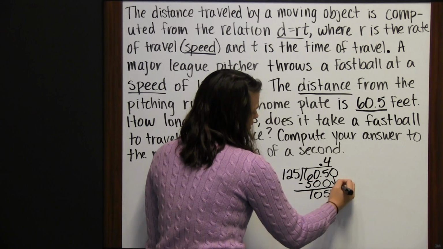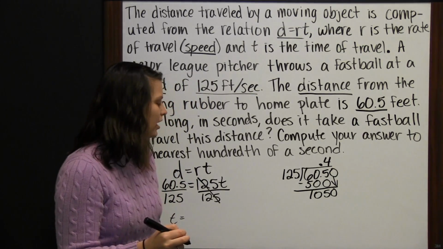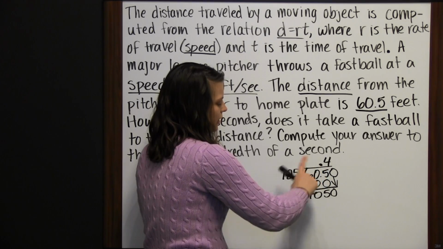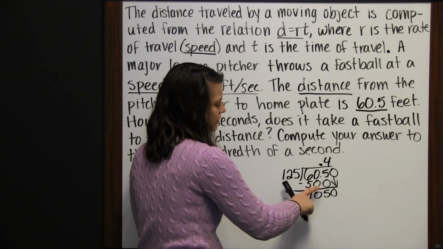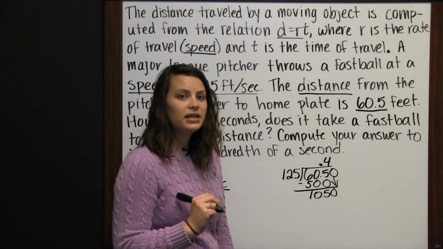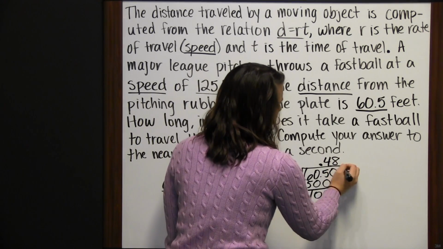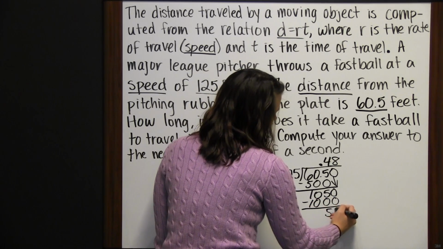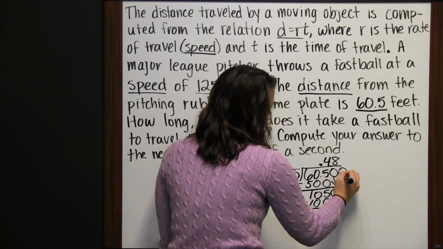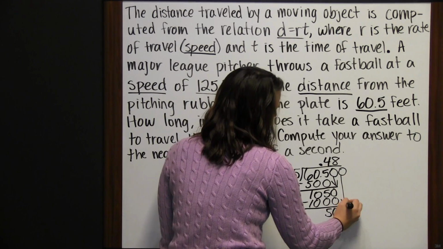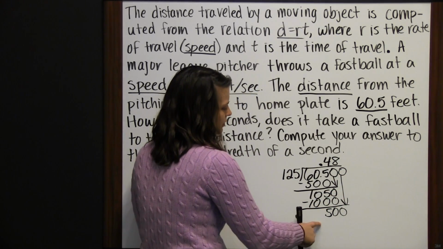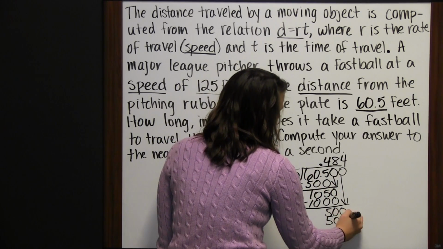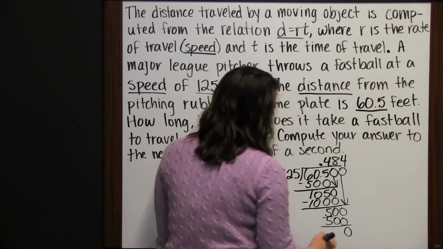Add another 0, bring it down. We want to see how many times 125 goes into 1,050. Well, if you'll remember that 125 times 4 was 500, then it would go twice as many times as that, so 8 times. And that would give us 1,000. We subtract that and we get 50. Add another 0, bring it down. And 125 goes into 500 4 times. 125 times 4 is 500. Subtract and you get 0.